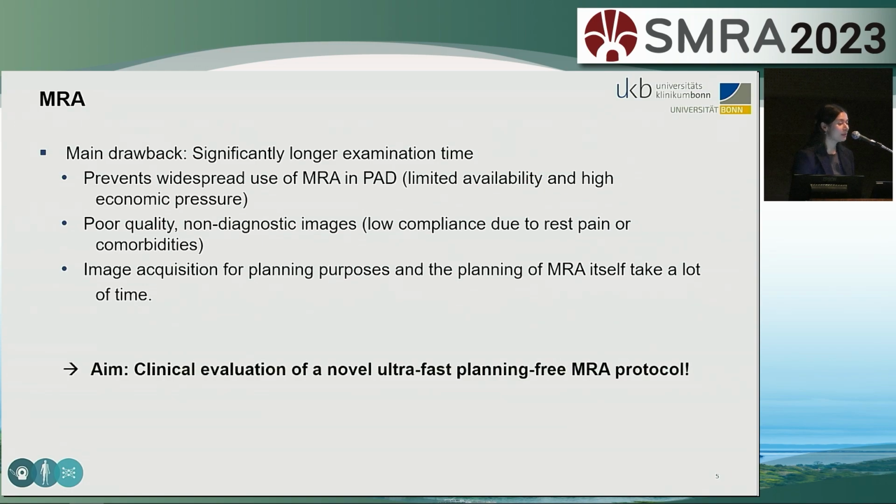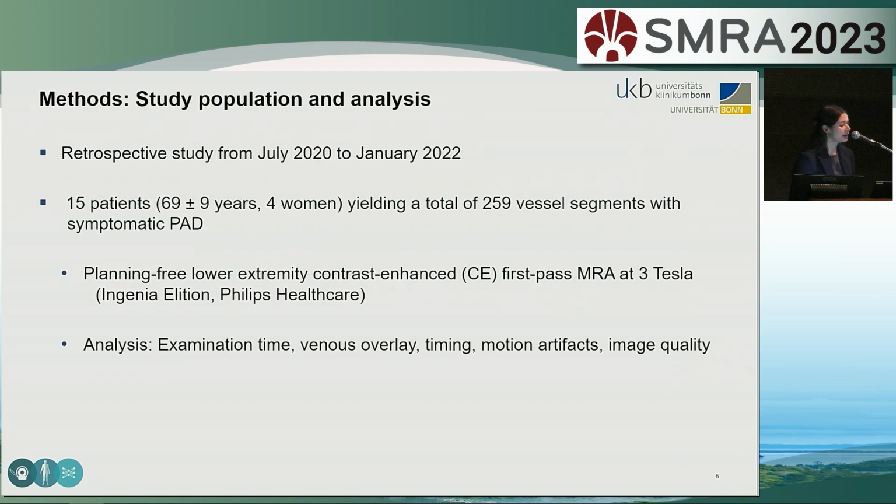So how about shortening the protocol by eliminating these components? And this is where our ultra-fast planning-free MRA protocol comes into play. In our retrospective study, 15 patients yielding a total of 259 vessel segments underwent a planning-free lower extremity CE first-pass MRA at 3 Tesla following a standard injection protocol.